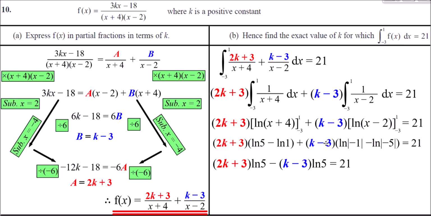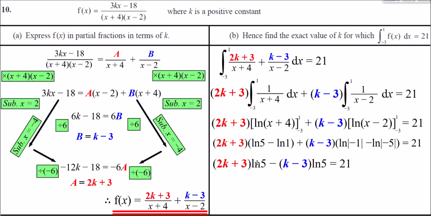The thing is, if you multiply these together, k minus 3 multiplied by negative ln is the same as that just all made minus, because this is a minus term here. And ln of mod minus 5 becomes ln of just 5, because the modulus of minus 5 is, of course, 5. So then if we were to expand this out, how many k terms would we have? Well, we have 2k ln 5 minus k ln 5. So we're going to get just one lot of k ln 5.